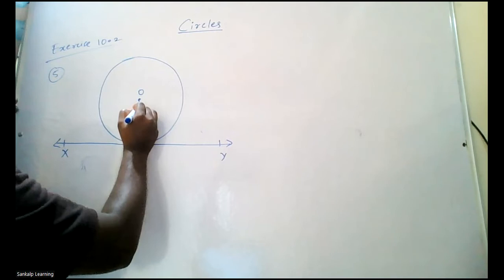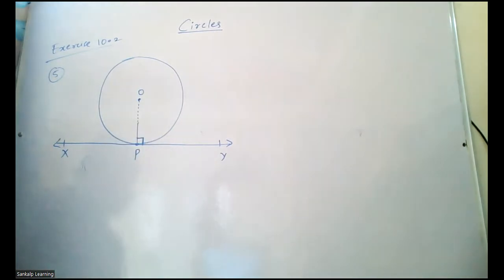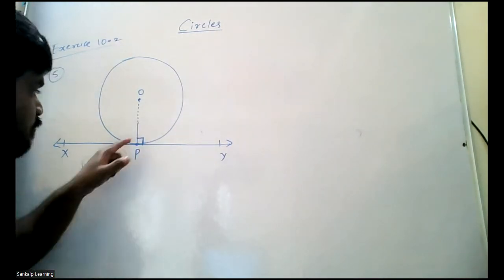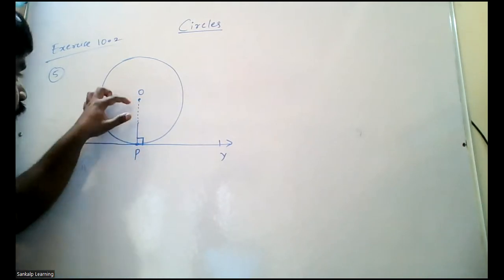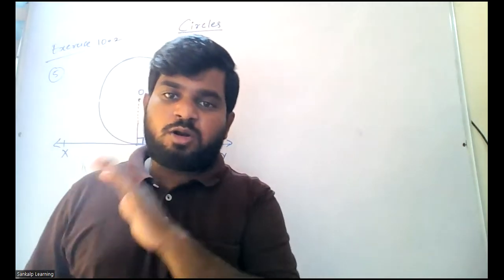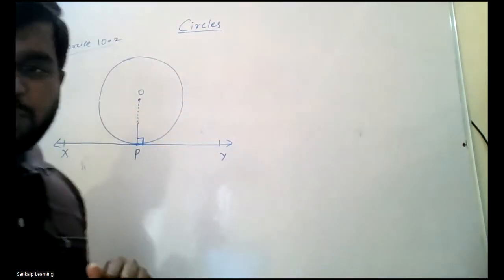If I extend this line, suppose this is the perpendicular that I have drawn. If I extend this line, I have to show that it passes through the center itself. It's not going to go through any other point. That's what we have to prove. Okay.